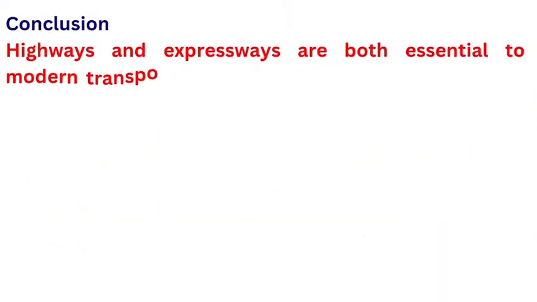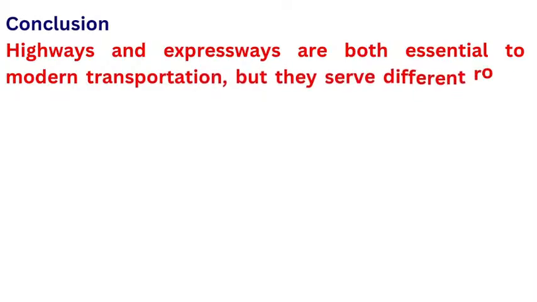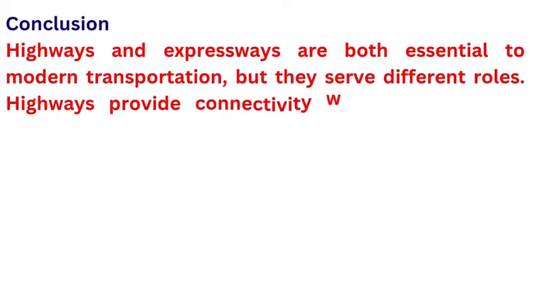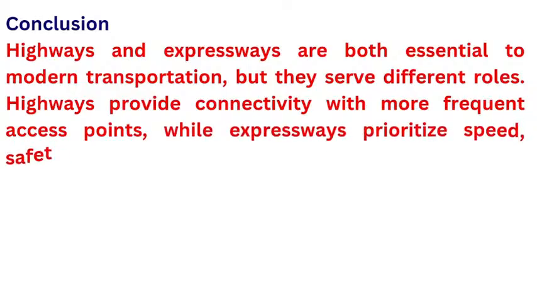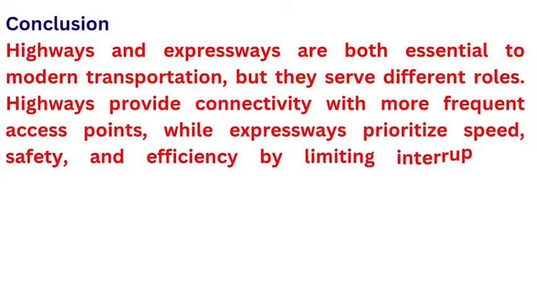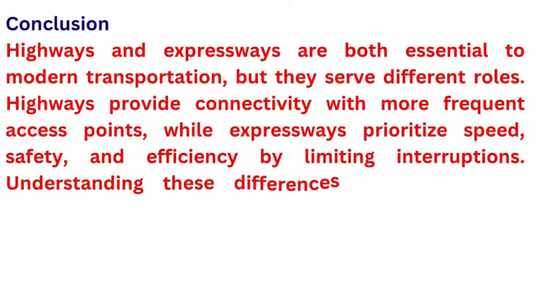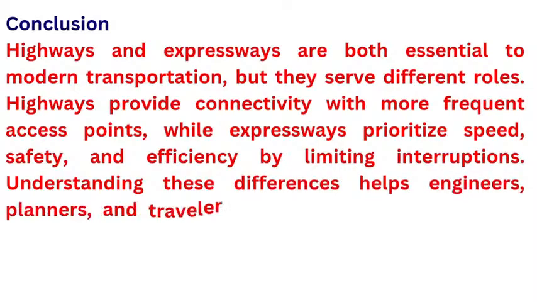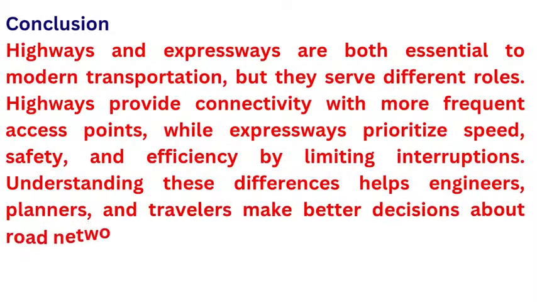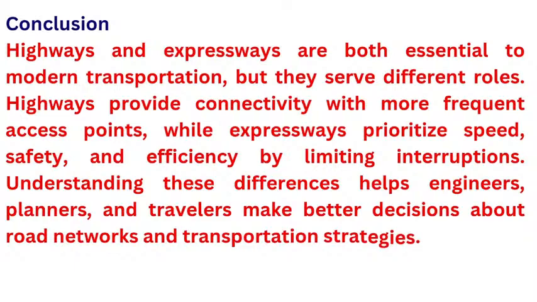Conclusion. Highways and expressways are both essential to modern transportation, but they serve different roles. Highways provide connectivity with more frequent access points, while expressways prioritize speed, safety, and efficiency by limiting interruptions. Understanding these differences helps engineers, planners, and travelers make better decisions about road networks and transportation strategies.